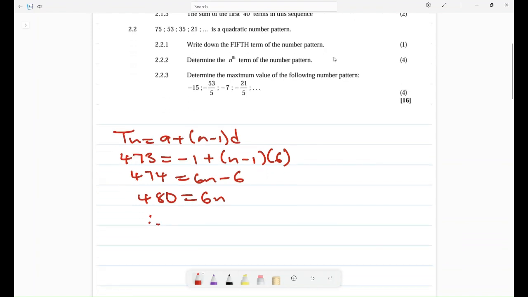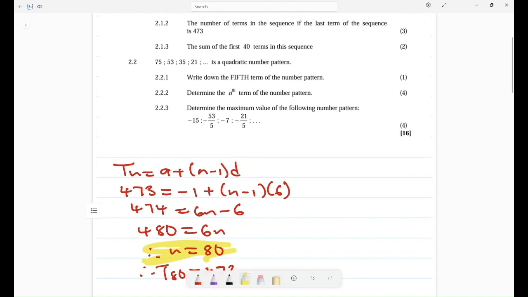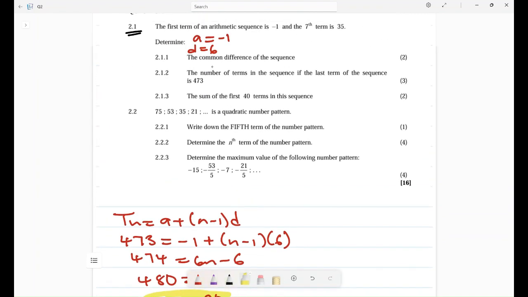Therefore, you all agree with me that the value of n is 80? I think it's 80 here. Let's just confirm. 480 divided by 6 is 80. So therefore T80 is equal to 473. All right, but your answer just ends here. They wanted the position, yes, the number of terms actually, which is n in this case.